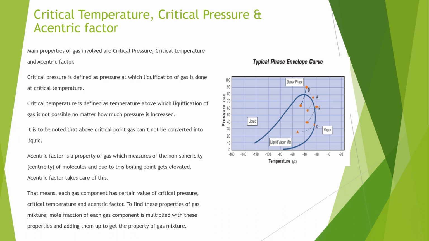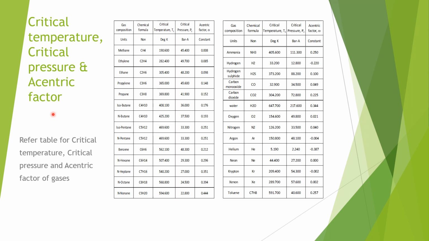Eccentric factor is a property of the gas which measures the non-sphericity, that is the eccentricity of the molecules, and due to this the boiling point gets elevated. Eccentric factor takes care of this. That means each gas component has a certain value of critical pressure, critical temperature, and eccentric factor. To find these properties of the gas mixture, the mole fraction of each gas component is multiplied with these properties and added up to get the properties of the gas mixture. A critical temperature, critical pressure, and eccentric factor chart is available for reference and use.